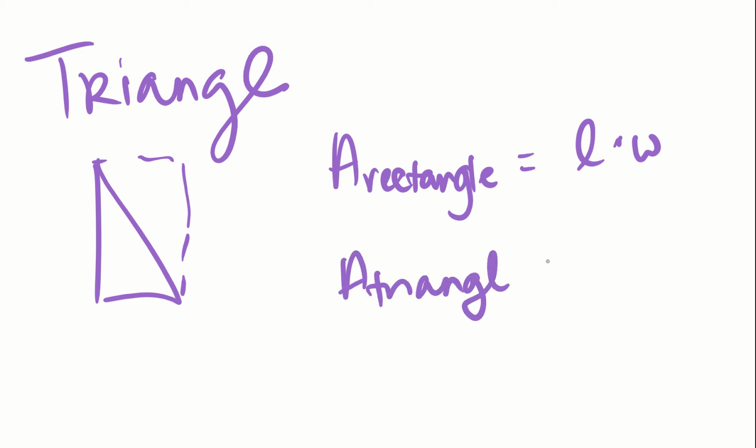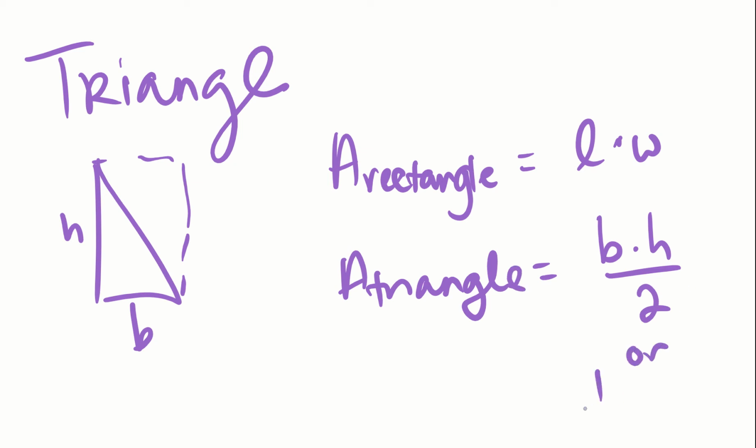We don't describe triangles by their length and width, we describe them by their base and height. So we could say base times height divided by 2 is going to give me the area of a triangle. Another way to write it is half the base times height. So let's use this formula and put some numbers in it.